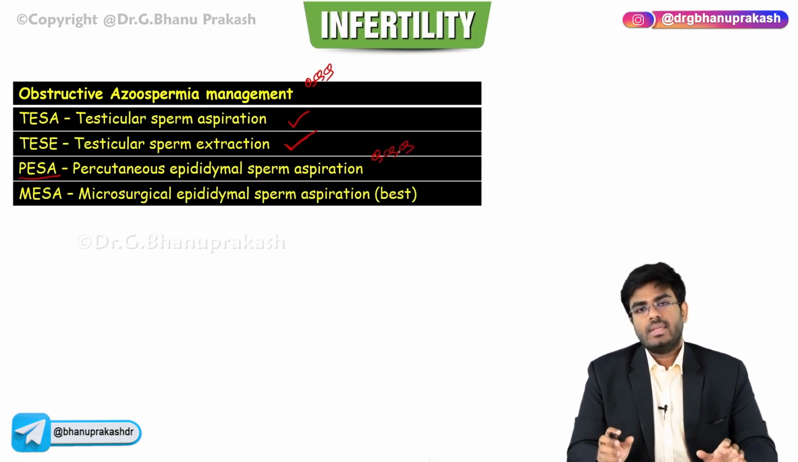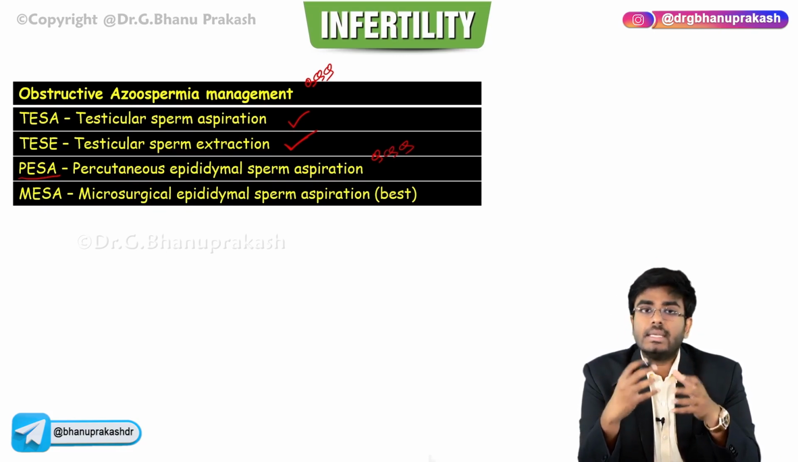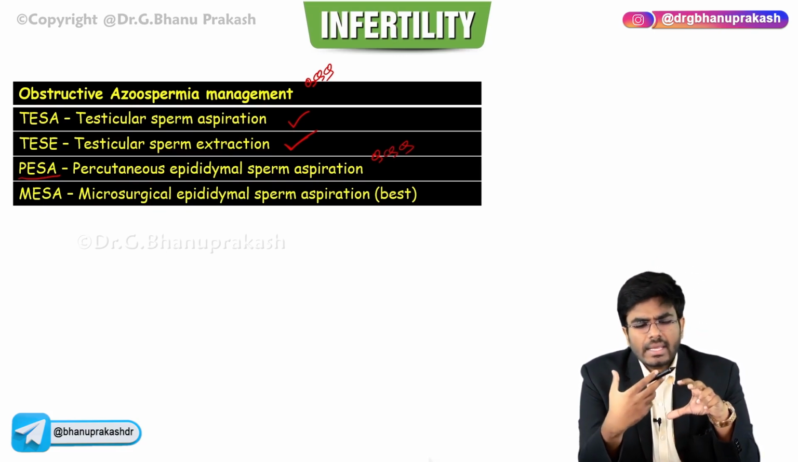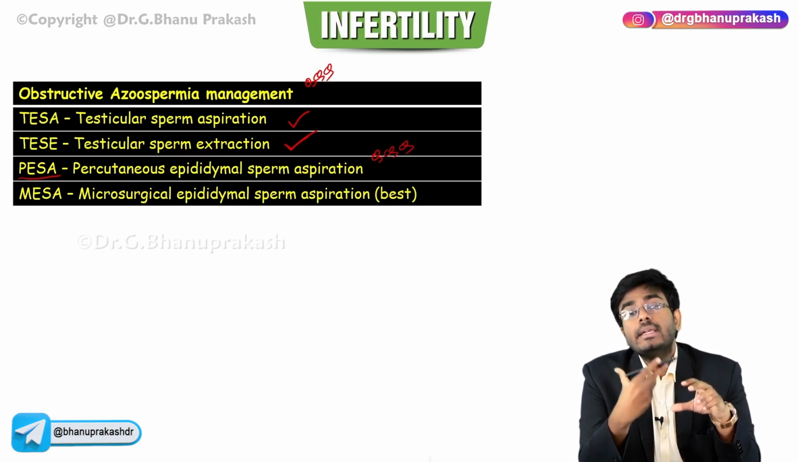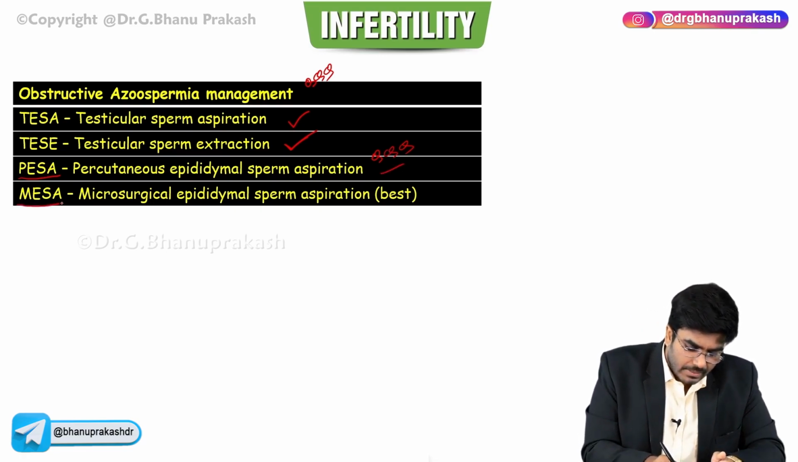We all know that sperms are stored in the epididymis. They get maturity and motility in the epididymis. So I can directly put the needle into the epididymis and aspirate the sperms. That is a PESA.